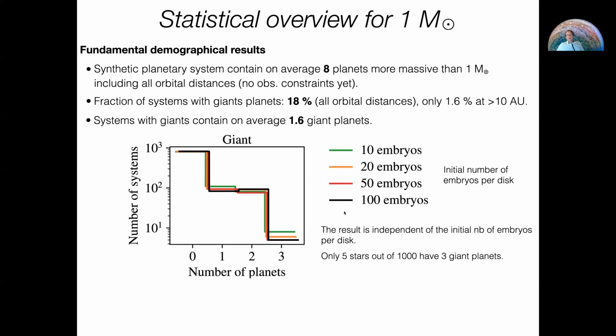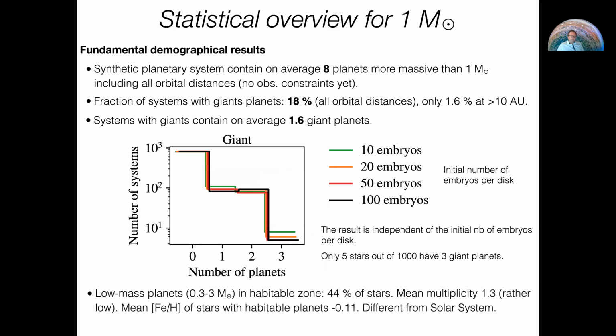So there is about the same number of systems which have one giant planet or have two giant planets. And this result is independent of the number of embryos we put in the beginning into the disk. We looked at the 100 embryo case, but you see that this is really the same independently of whether you have 10 or 100 embryos. And note that only about 5 stars out of 1,000 have 3 giant planets because of orbital stability.